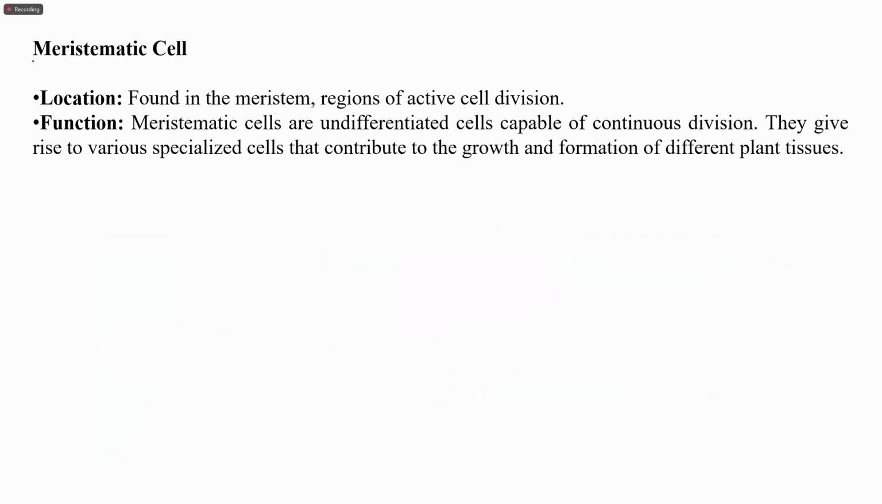The first is the meristematic cell. We know that they are found in the meristem regions of active cell division, like the root and shoot apex, and in the apical buds.